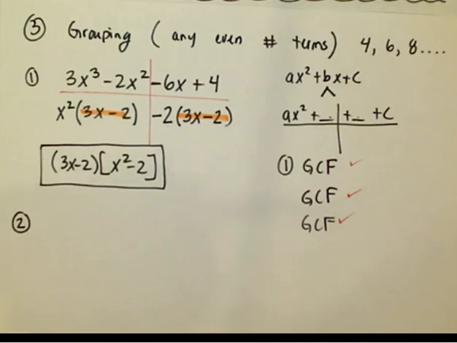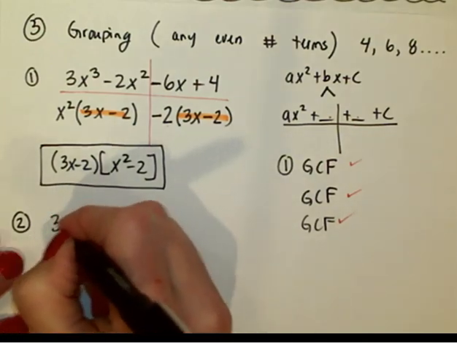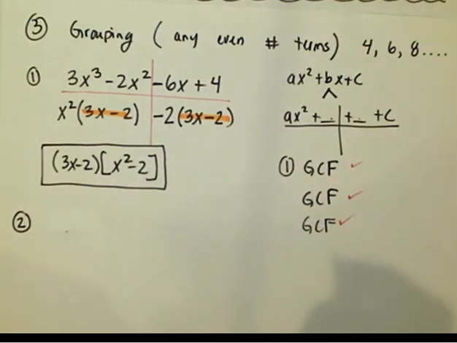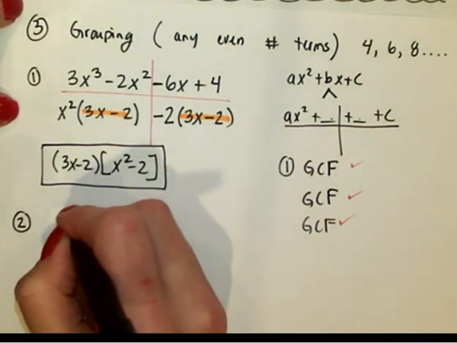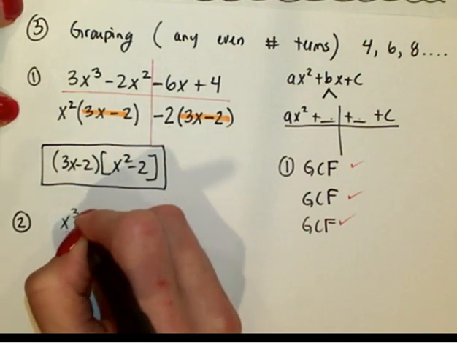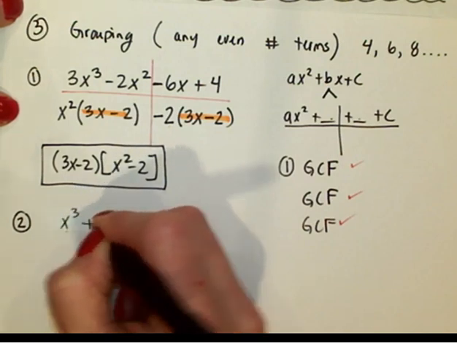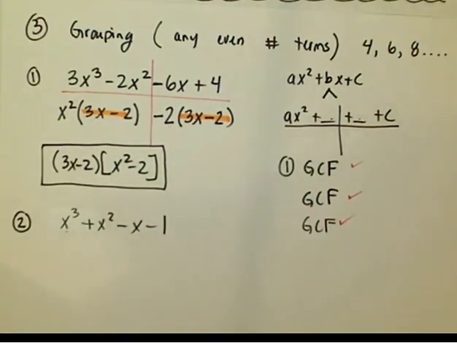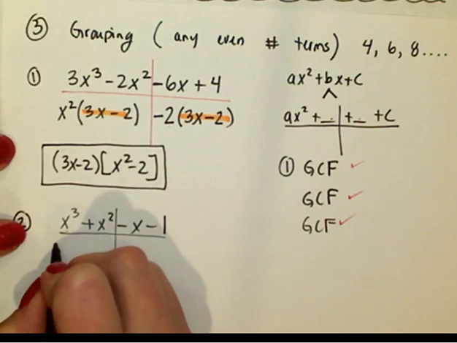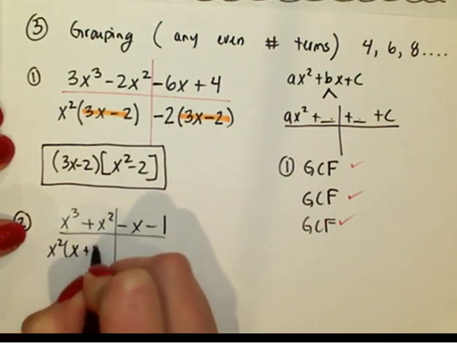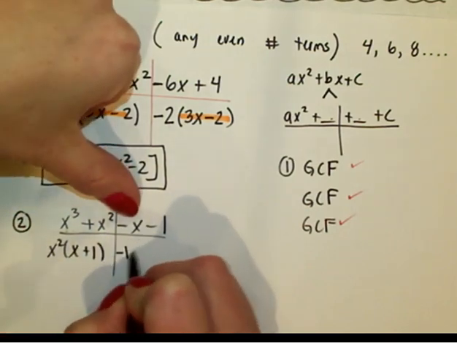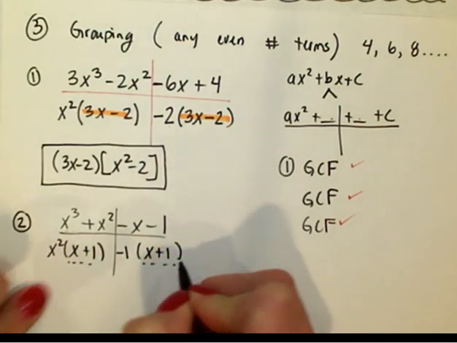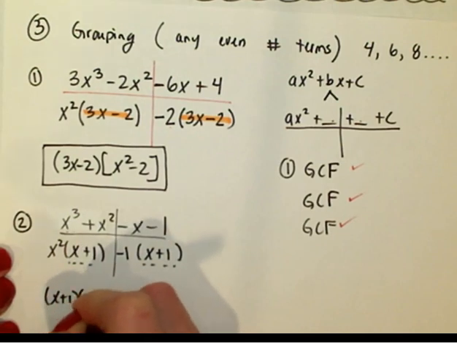Press pause and then check your work. Oh, sorry, just kidding. You already did that example. Let's go with x cubed plus x squared minus x minus 1. Press pause and then factor. There's a common x squared. Here, there's a common negative 1. The GCF is the x plus 1, so I'm going to factor that out.